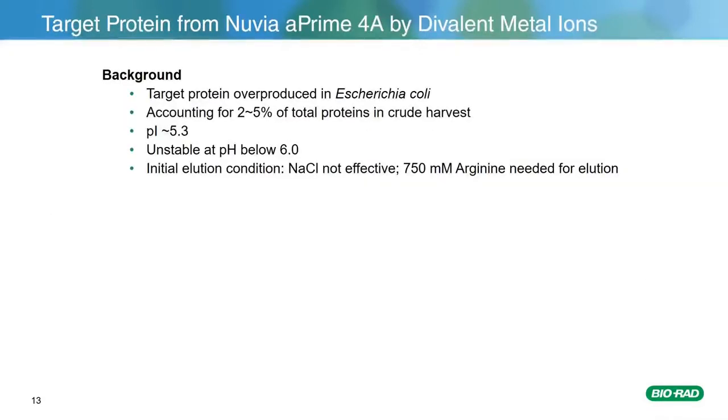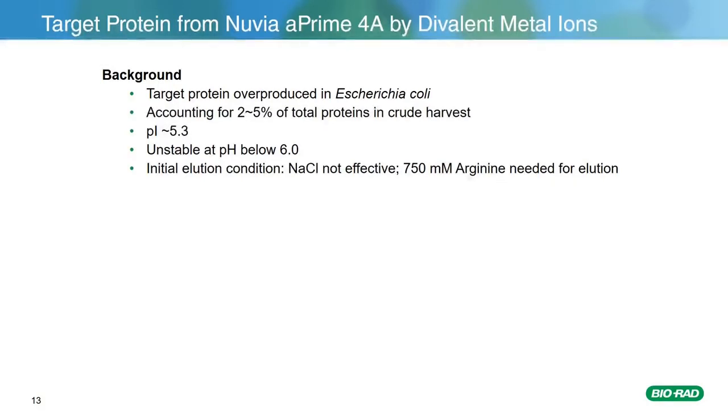In the next case, I would like to talk about the purification of a recombinant protein overproduced in E. coli. The target accounts for 2 to 5% of total proteins in the crude extract. This acidic protein is not stable when the buffer pH is below 6. Several anion exchangers and HIC resins were evaluated, and their purification performance was not satisfactory. Either they did not bind the target efficiently, or the final purity or yield were too low.